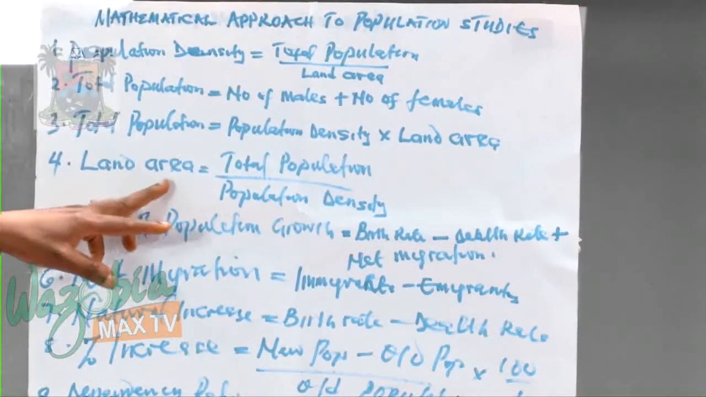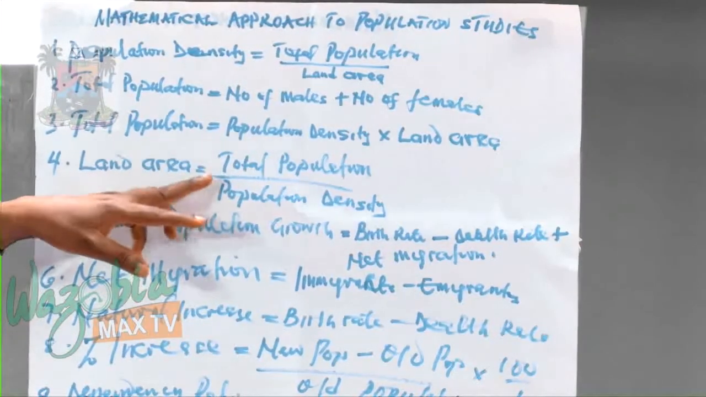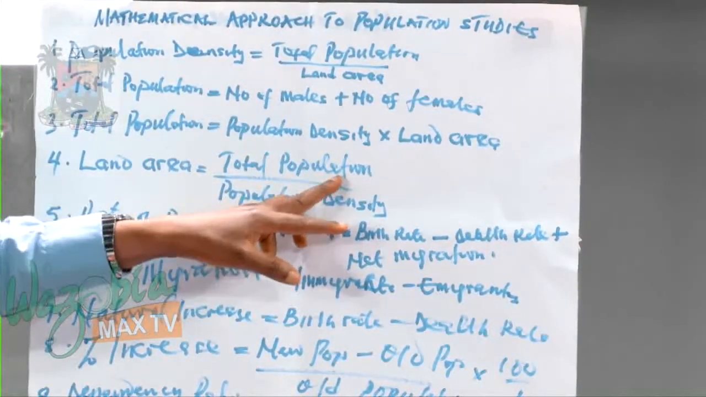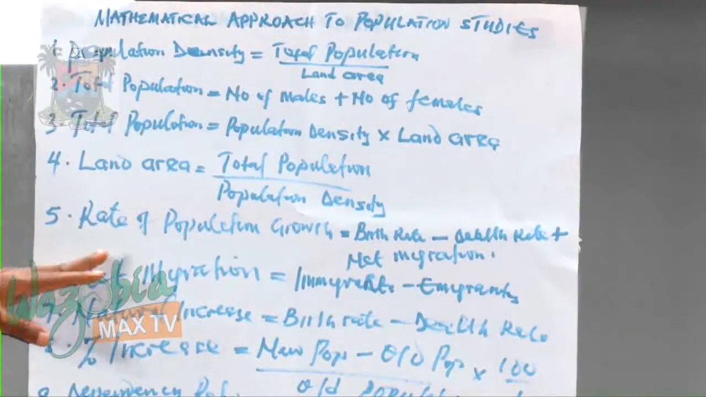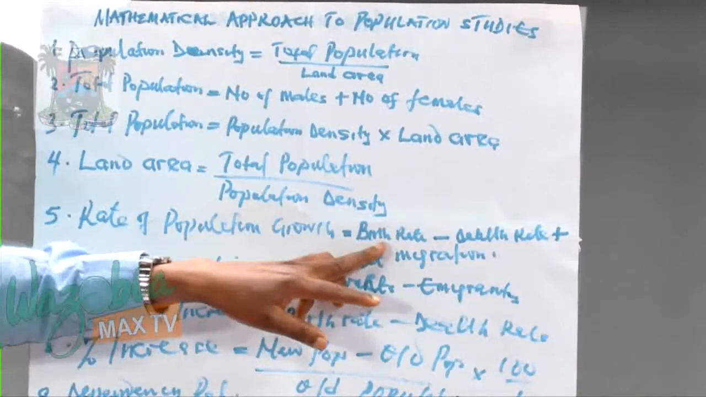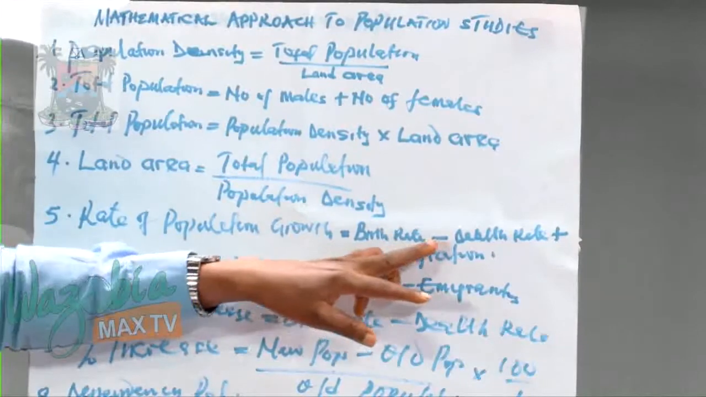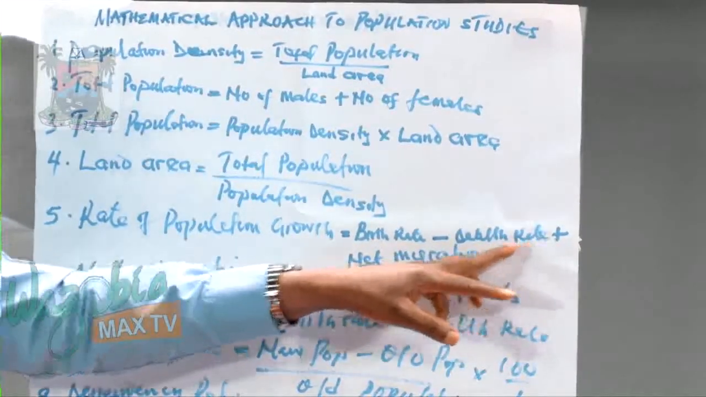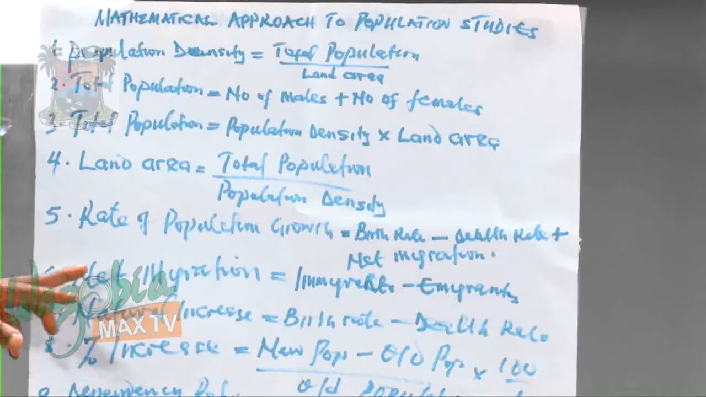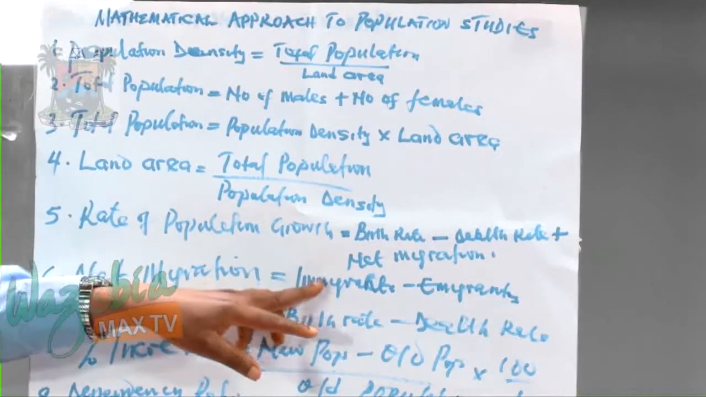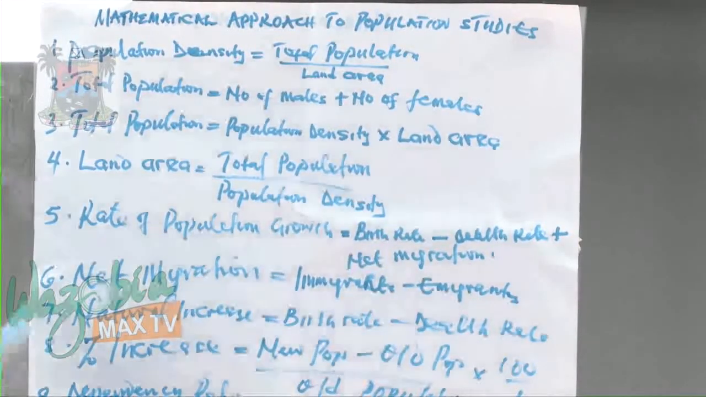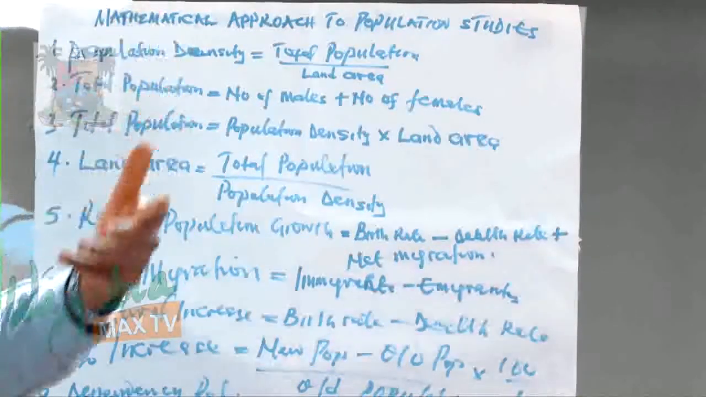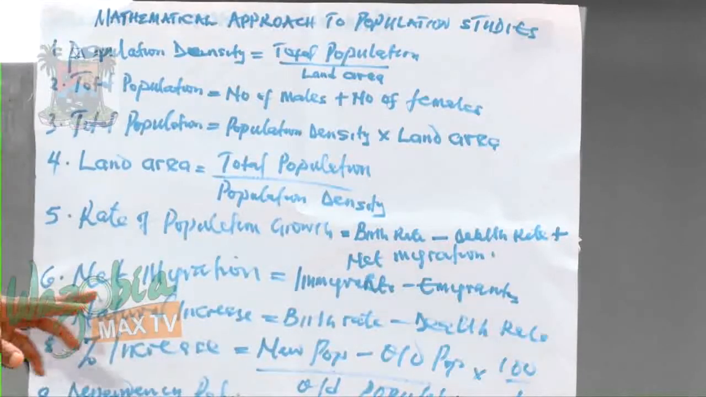How do we calculate land area? Land area can be calculated by total population over population density. The next one, rate of population growth. That is birth rate minus death rate plus net migration. What do we refer to as net migration? That is immigration minus emigration. Immigrants are people that are coming into your country, while emigrants are people that are leaving your country. The difference between the two will give you net migration.